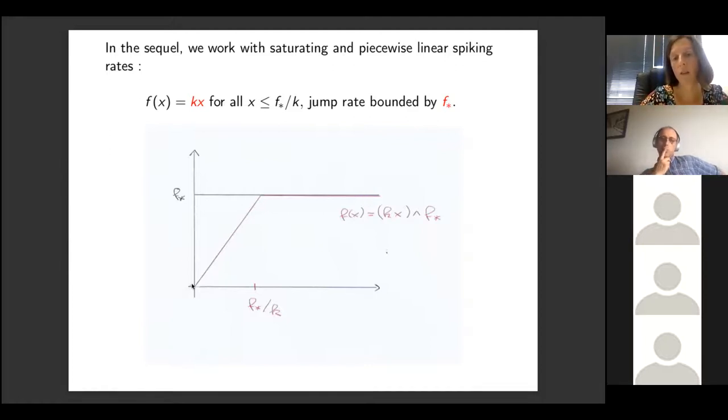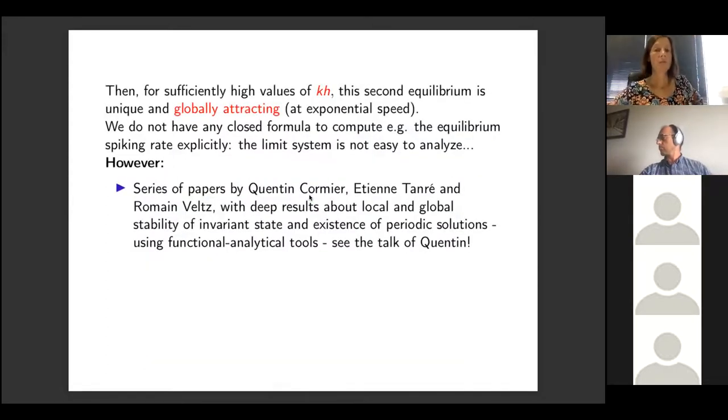So I have weight K increasing up to the moment when I cross the saturation level, which is this little F star here, which is the maximum, okay? And in the sequel of the talk, I will only speak about that. And then we can show in this framework, if K times H is sufficiently high, then the second equilibrium in the limit system is unique and it's globally attracting at exponential speed.